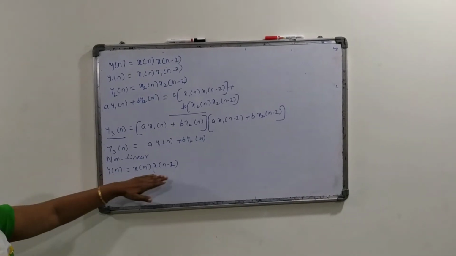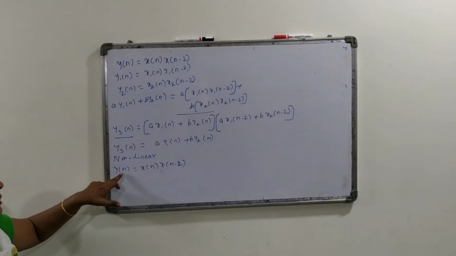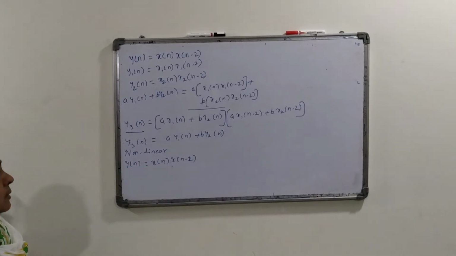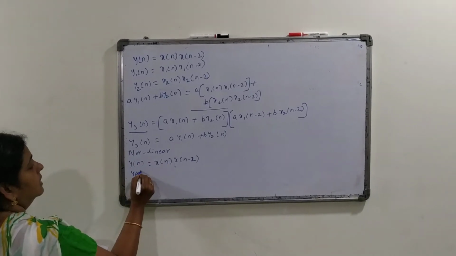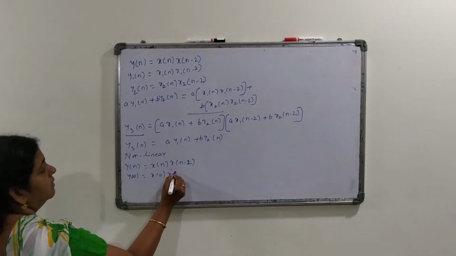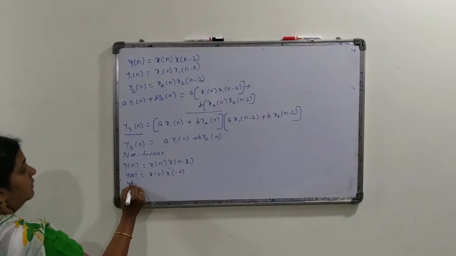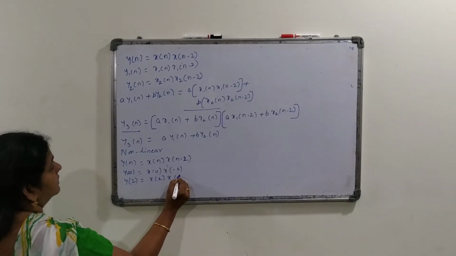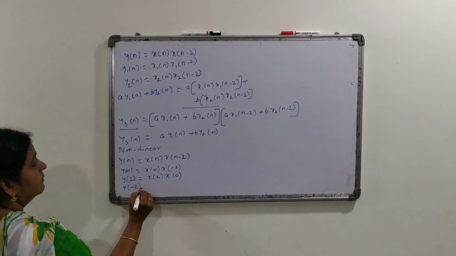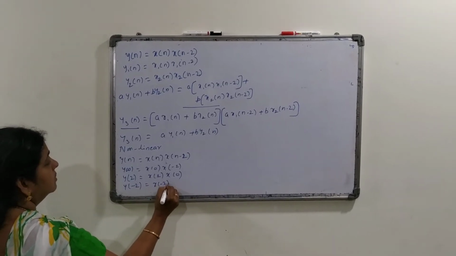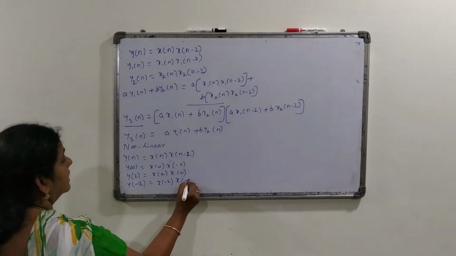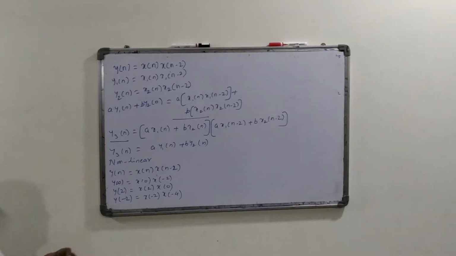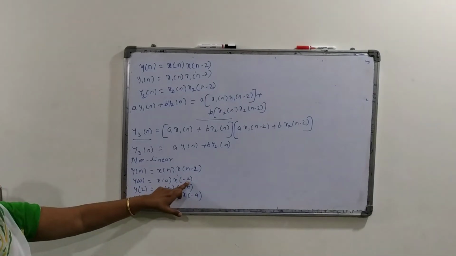For different values of n, see what is happening. If you put y of 0, you get x of 0 into x of minus 2. If you put y of 2, it is x of 2 into x of 0. If you put y of minus 2, it is x of minus 2 into x of minus 4.